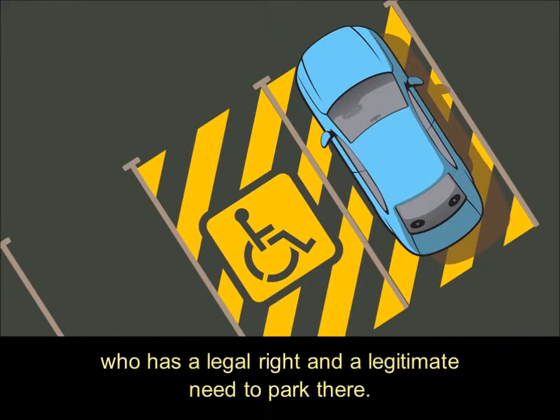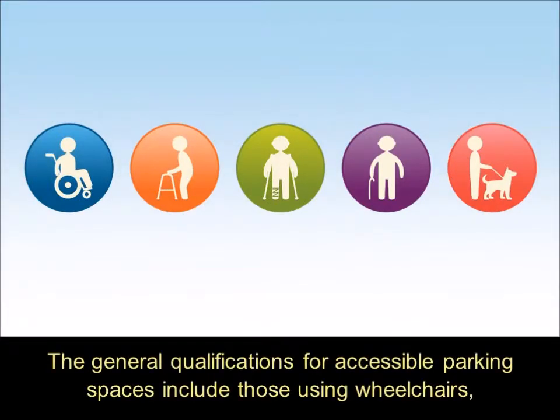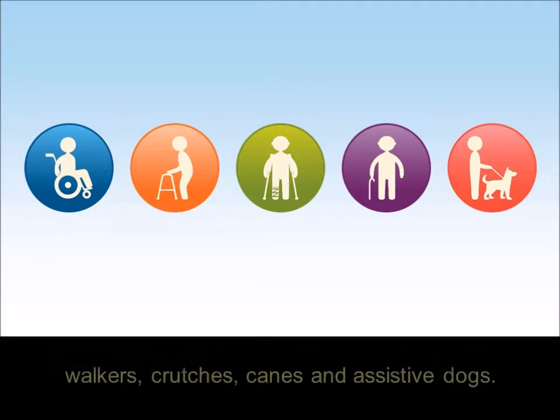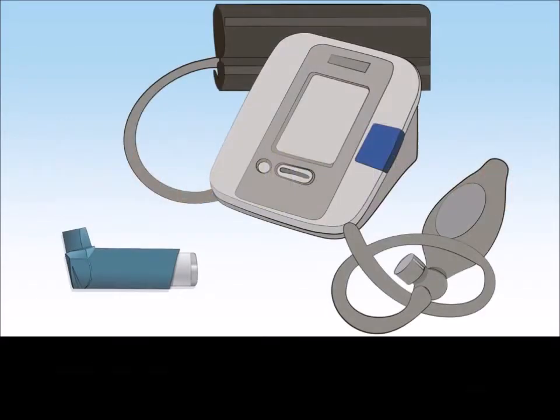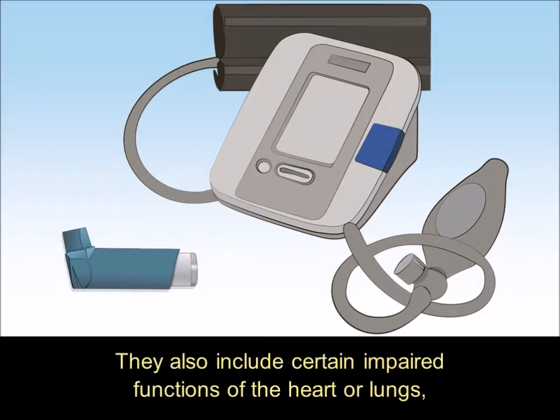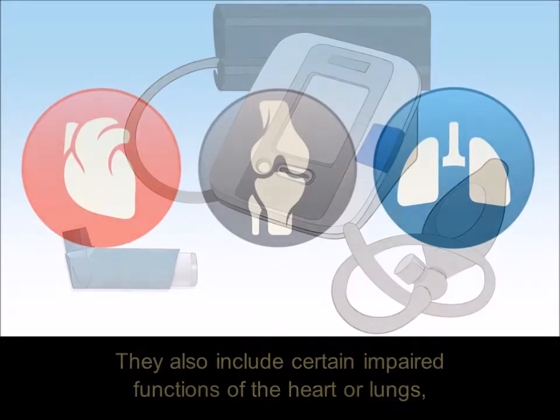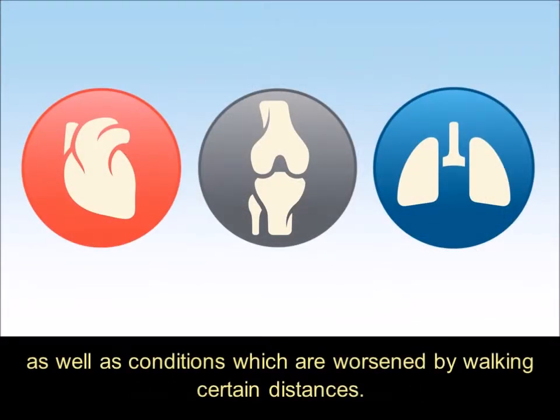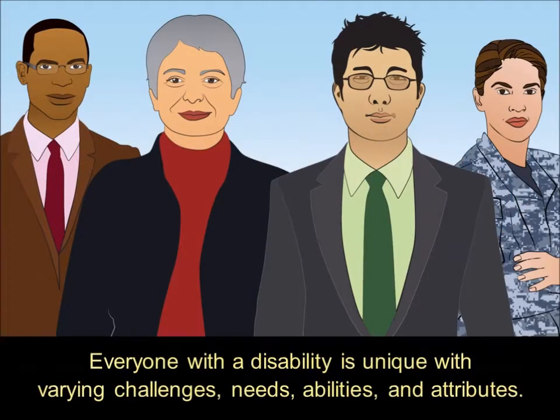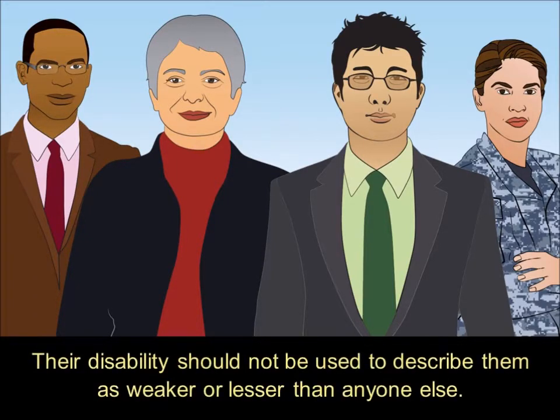The general qualifications for accessible parking spaces include those using wheelchairs, walkers, crutches, canes, and assistive dogs. They also include certain impaired functions of the heart or lungs, as well as conditions which are worsened by walking certain distances. Everyone with a disability is unique, with varying challenges, needs, abilities, and attributes. Their disability should not be used to describe them as weaker or lesser than anyone else.